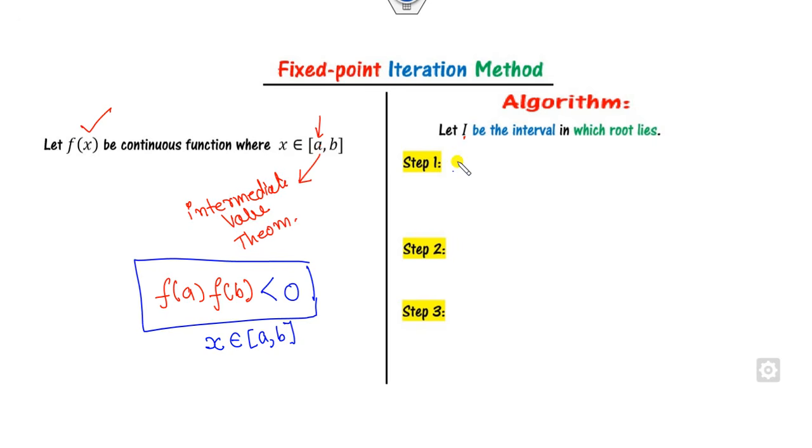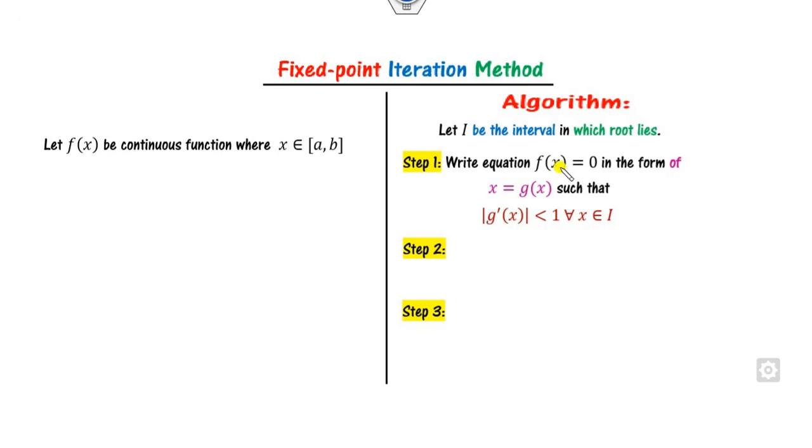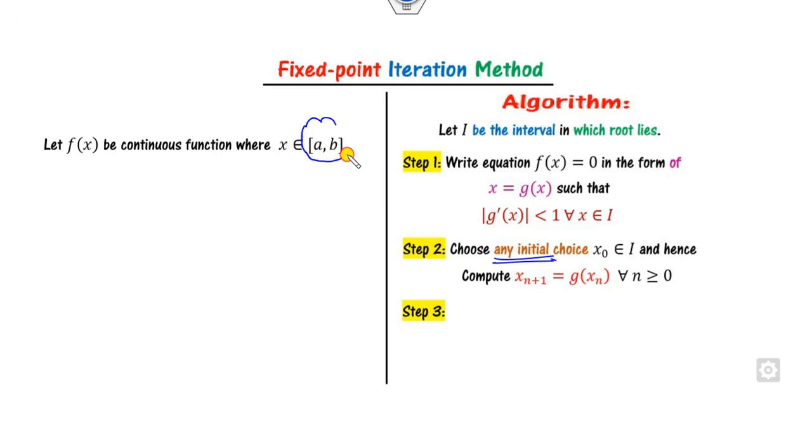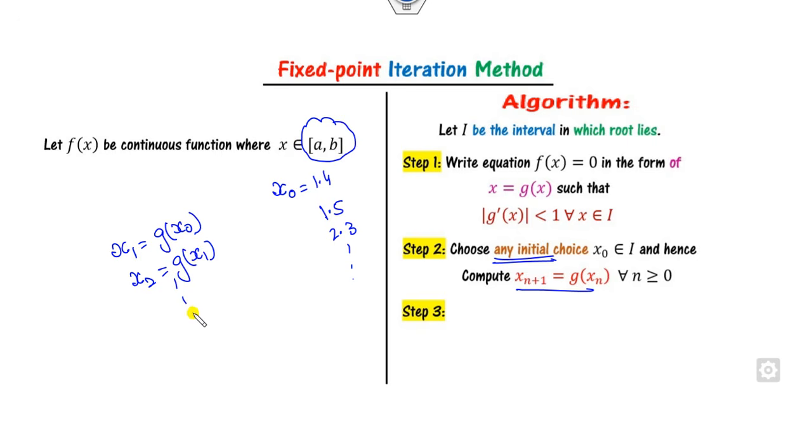Then we have defined a three-step approach. Step number 1: we transform the equation into x = g(x), where g satisfies this property. Then we can choose any initial point in this interval, like 1.4, 1.5, 2.3, anyone which satisfies this condition, and compute the value of x1 as g(x0). You can compute the value of x2 as g(x1) and so on.